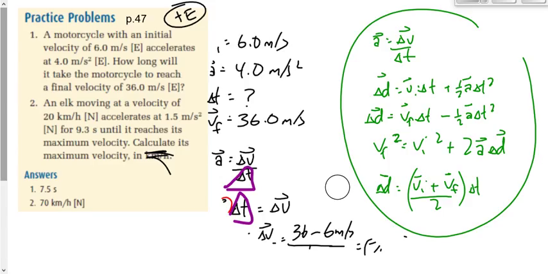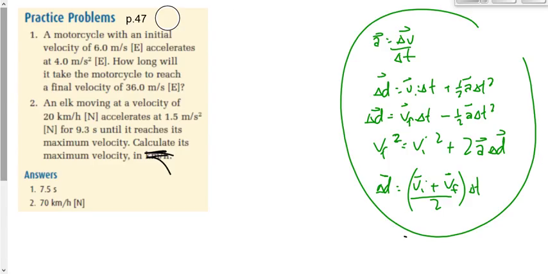I'm going to erase this so we have some space to work here. An elk moving at 20 kilometers per hour. What is that 20 kilometers per hour thing? By the way, north is positive. Tell me what that is. Is that V? Is that VI? Is that VF? Is that A? Is that T? What's the 20 kilometers per hour? What is it?